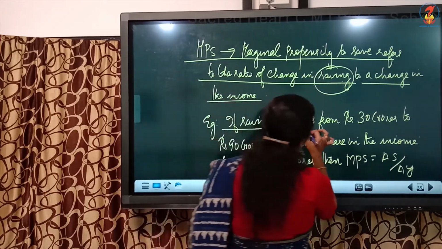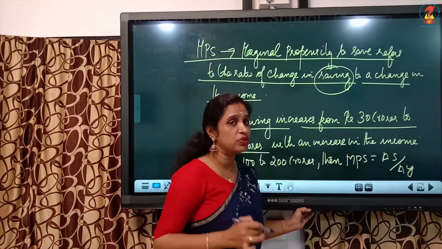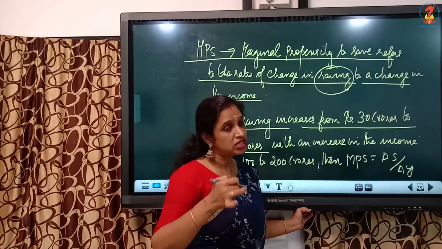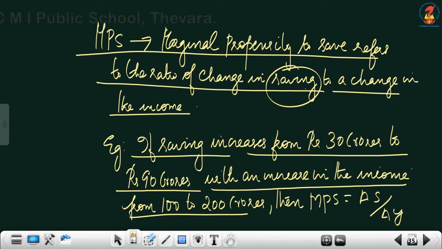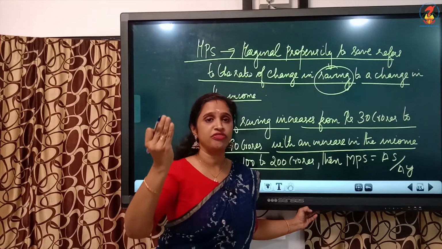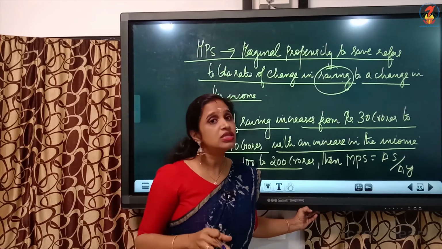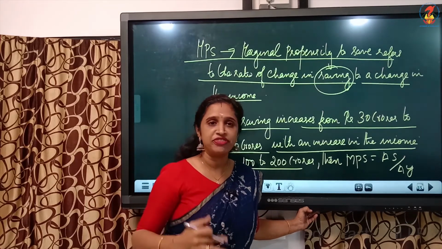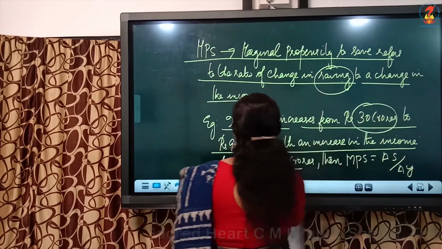If saving increases in an economy from 30 crores to 90 crores, that means what was the initial saving? 30 crores. What is the present saving? 90 crores. With an increase in the income from 100 to 200. That means what is the present income? 200. What is the past income? 100. So, in the economy, from the 100 level of income, the income level has increased to 200 crores. So, as a result, when the income increased, definitely the saving also has increased from 30 crores to 90 crores.